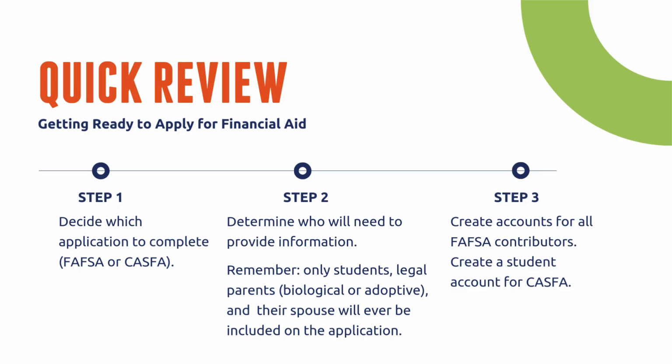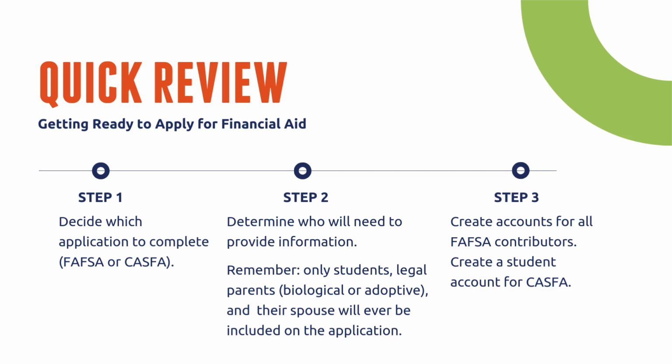All right, we have come to the end of our time together, so I want to do a quick review of the steps that students will complete as they are preparing to apply for financial aid. So step 1, they'll decide which application to complete, FAFSA or CASFA. Step 2 will be figuring out who needs to provide information. So that's first answering the question of, is the student considered dependent or independent for financial aid? Then they will figure out who will be their parent contributors if they're required to have one or two.